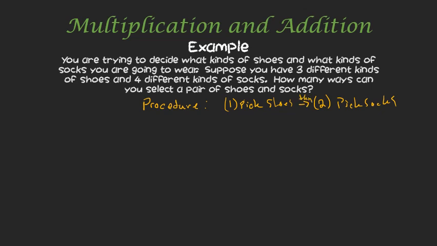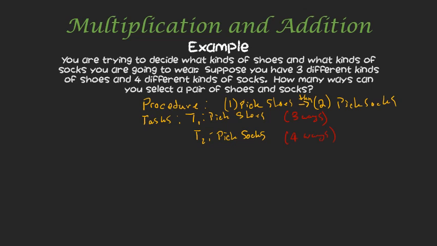So what I want to do is reduce this procedure to a list of tasks. So how am I going to do this? Task 1 would be to pick the shoes out. Now how many shoes do we have? We have 3 different kinds of shoes. So how many ways are there to do task 1? 3 ways. And then for task 2, how many ways are there to do that? Task 2 would be picking the socks. And there are 4 ways to do that.